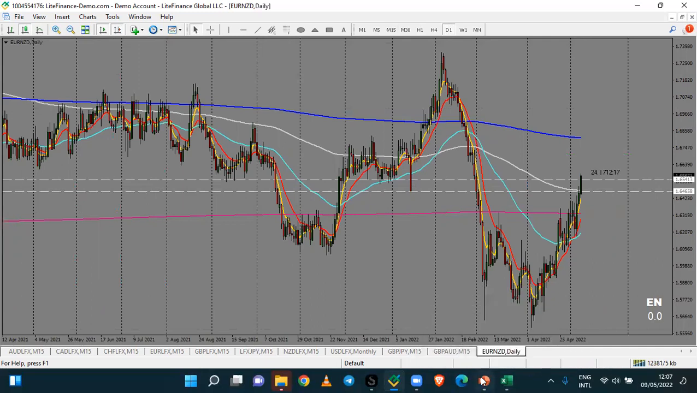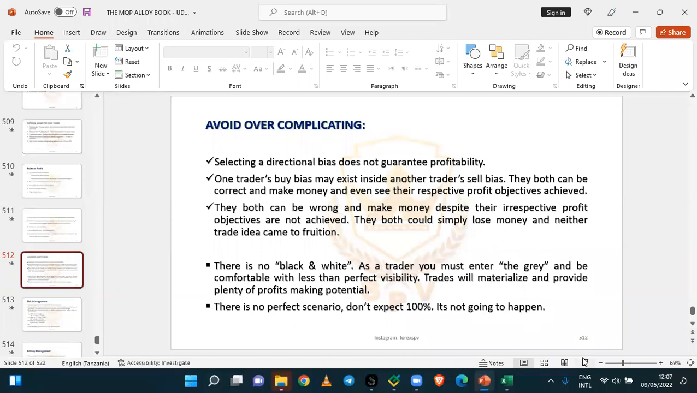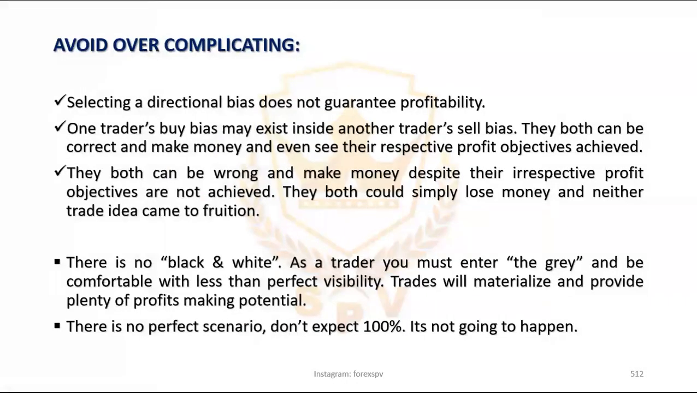So basically, what I was trying to show you is that the market sometimes can be very rough. You expect the market to give you black and white, a very good stop and draw, but then it can give you a rough scenario like the one on Euro NZD, the one on GBP AUD. So as a trader, you must be in the gray phase, comfortable with less than perfect visibility. And the most important thing in this market is for you to manage your capital.